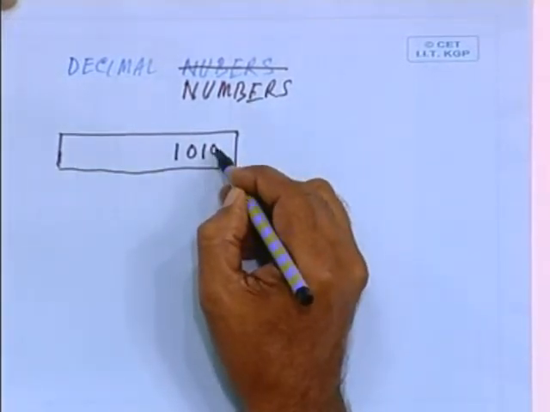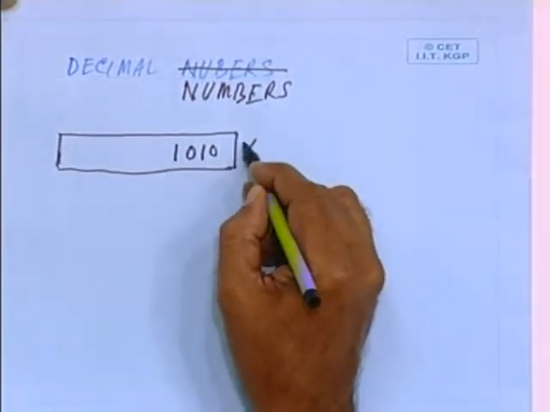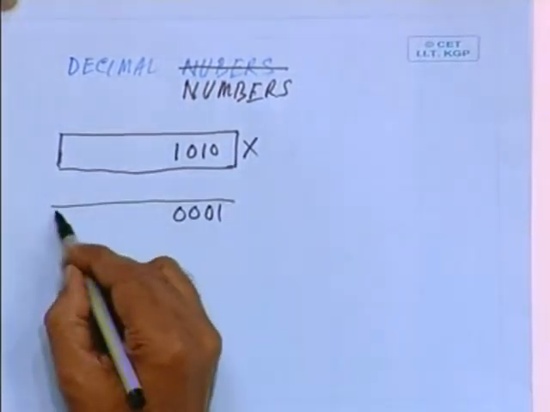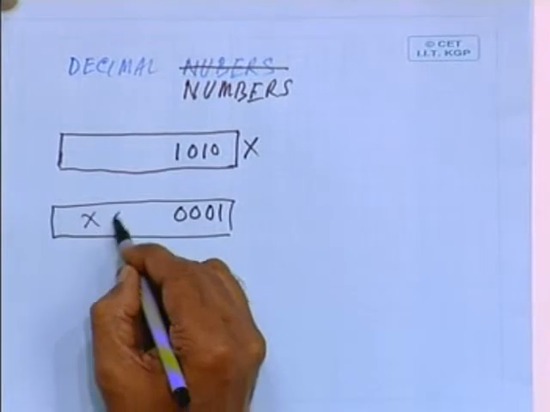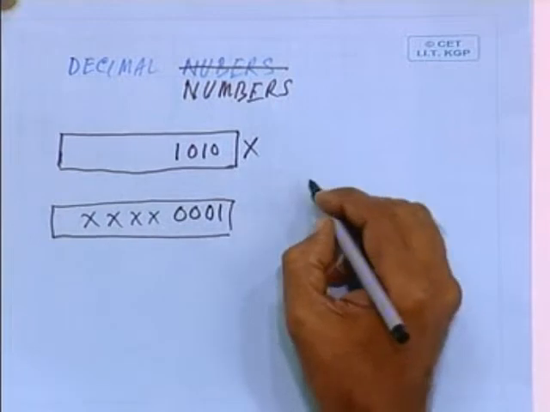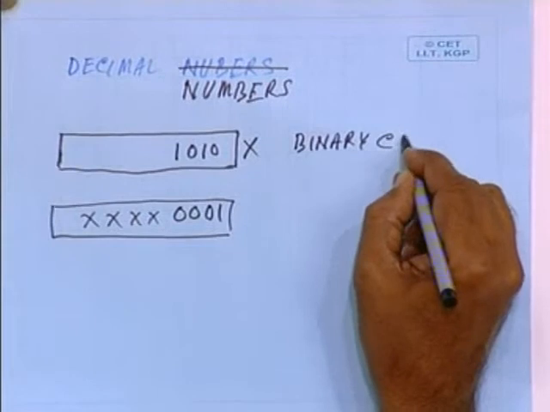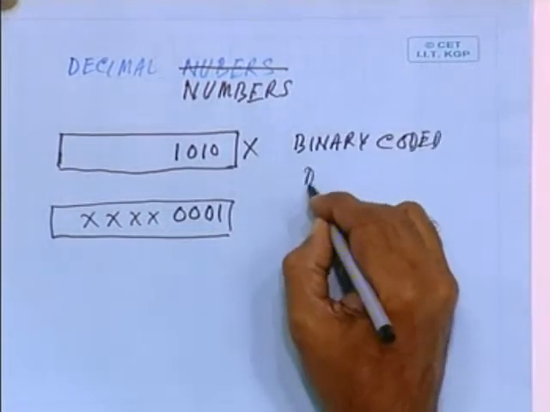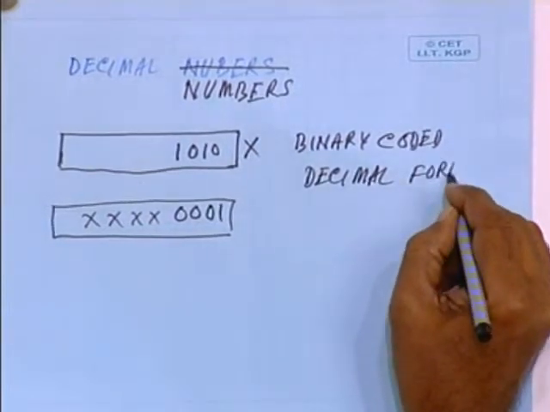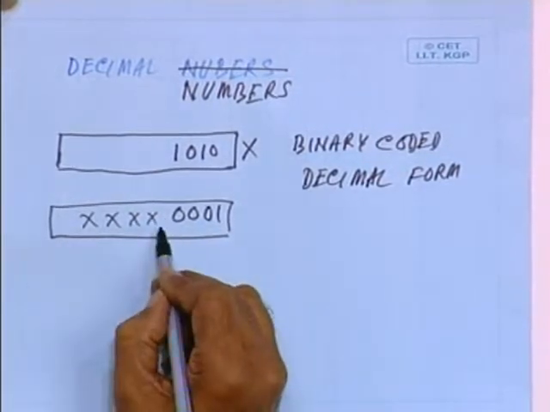Actually, it will be from 0 to 9. So I think it will be, say, 0, 0, 0, 1. 1, for example, is stored, and the other part, the remaining 4 bits, is not used. You can store a BCD number in binary coded decimal form, you are coding in binary using 4 bits, and the remaining part is not used.